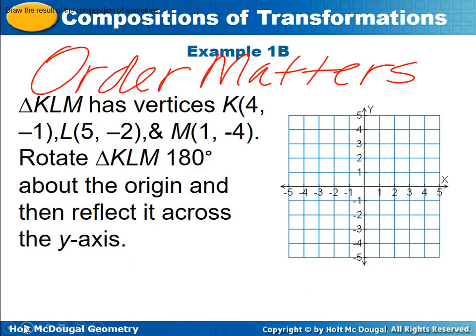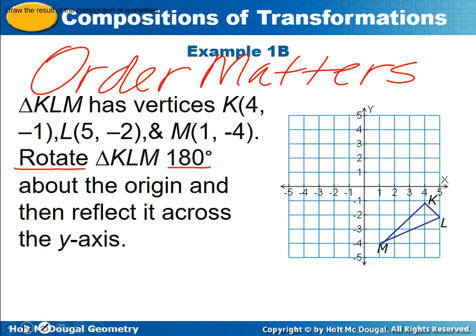Okay, the one thing I want to tell y'all is when we're doing compositions of transformations, order matters. So y'all need to write that on your paper. It's very important. So here it tells us triangle KLM has vertices K, L, and M. And then that it rotates 180 degrees about the origin. So we know it's rotating 180 degrees.